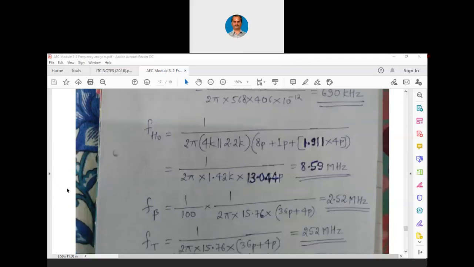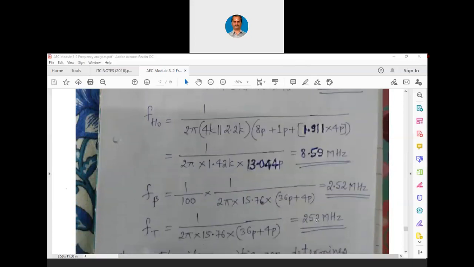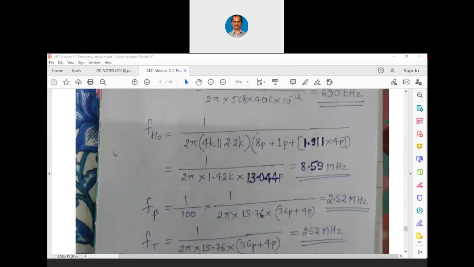Okay. Now, lastly, FT is 252 MHz. This is found out only as a figure of merit. You can see that 252 MHz is much larger than 690 kHz or 2.52 MHz or 8.59 MHz. It means at 252 MHz, the frequency response touches the x-axis. That means at 252 MHz, the amplifier's gain is unity. So we should take care that we cannot give any frequency beyond 252 MHz to the amplifier itself. Otherwise, output will be less than the input at that time.